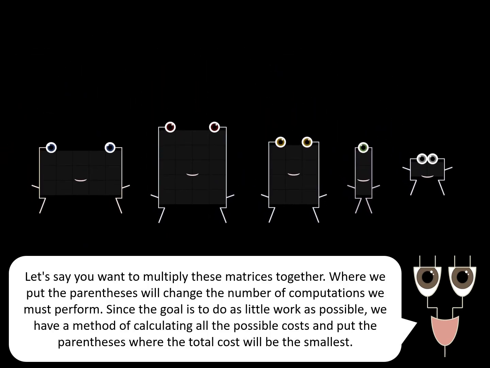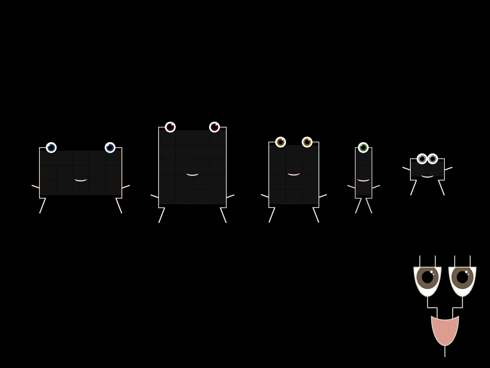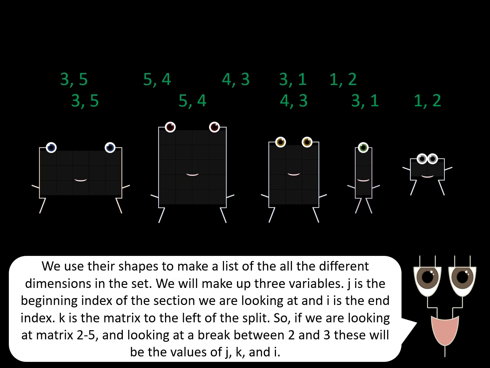Where we put the parentheses will change the number of computations we must perform. Since the goal is to do as little work as possible, we have a method of calculating all the possible costs and put the parentheses where the total cost will be the smallest. We use their shapes to make a list of all the different dimensions in the set.